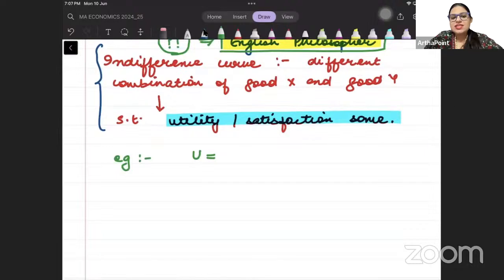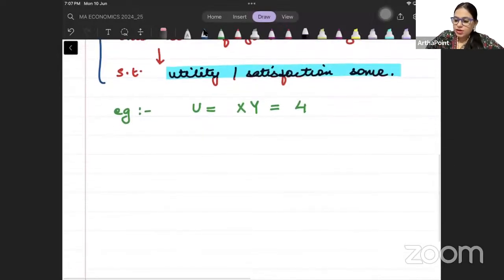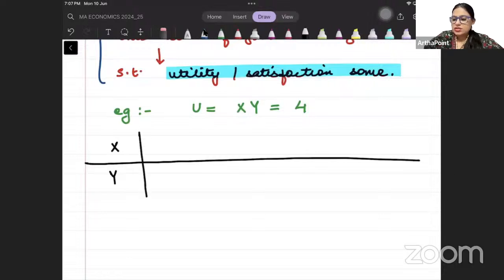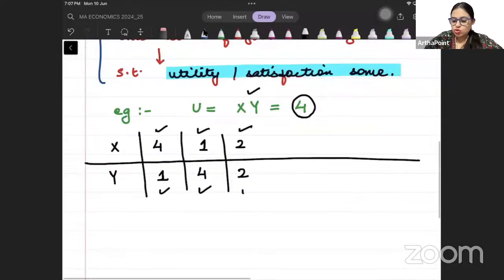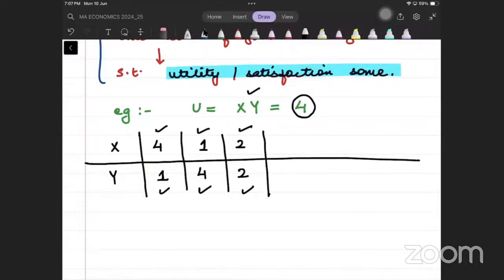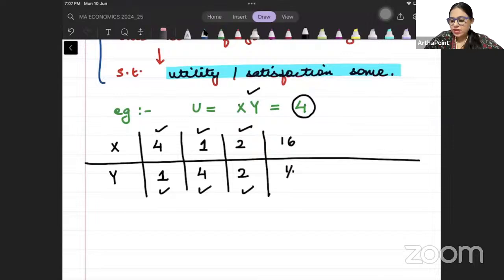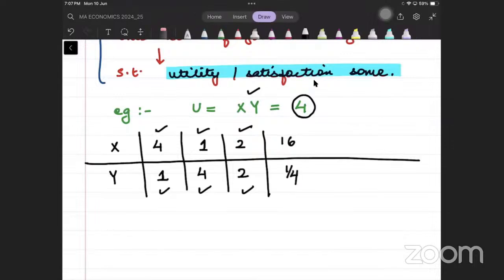Okay. So let's say that the utility function I am using is XY and I hold utility constant at 4. What can I do? I can take different combinations of X and Y such that I get 4. So I can have X as 4, Y as 1. I can have X as 1, Y as 4. I can have X as 2, Y as 2. So 4 into 1 is 4, 1 into 4 is 4, 2 into 2 is 4. Go ahead, X as 16, Y as 1 by 4.